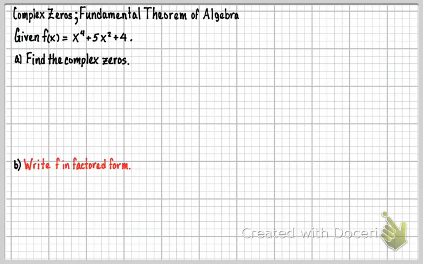It says, given f(x) equals x to the fourth plus 5x squared plus 4, part A says find the complex zeros. So I know I'm going to have 4 because this polynomial is of degree 4. So what we have to do is try to find those now. One thing I noticed right away is that I have a degree 4 here, a degree 2 here, which is half the power of the first term, and then I have a number on the end. Since I have this pattern, I can use the quadratic formula here. If I can find the zeros, I can find the factors. And that's my first step I can do here.